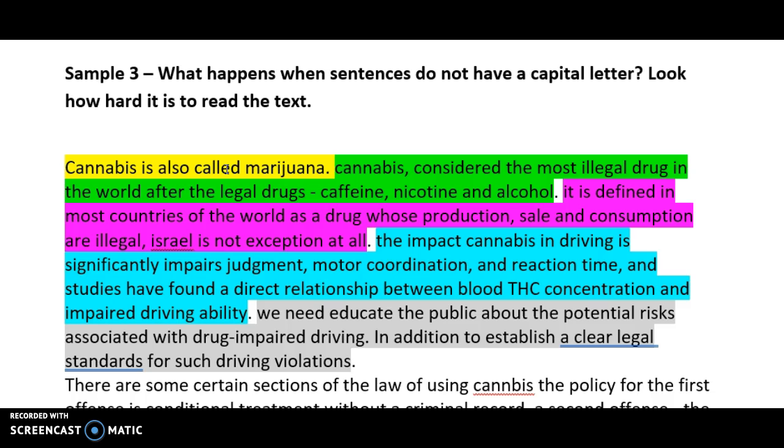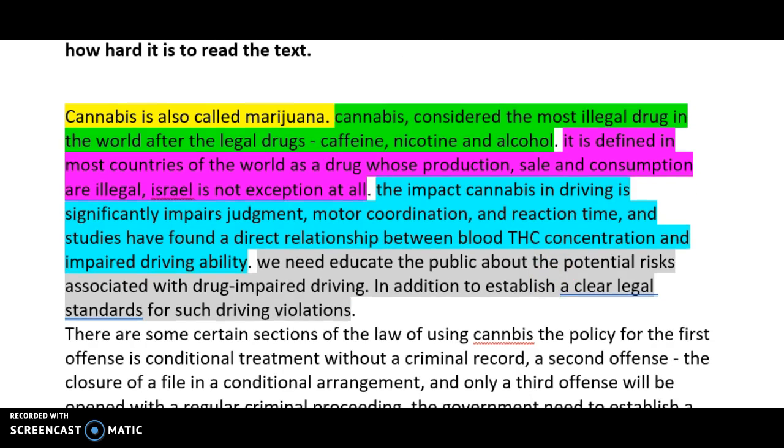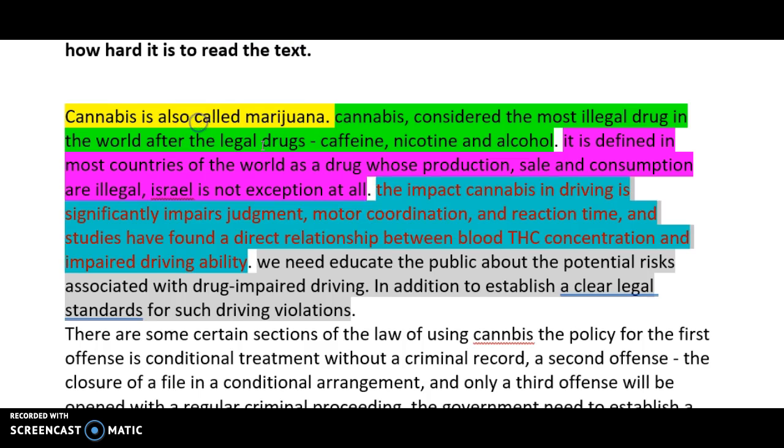But is that the topic sentence? Cannabis is considered the most illegal drug in the world after legal drugs. It's defined as the impact. It's only when I get here that I begin to see that this is really my topic sentence.